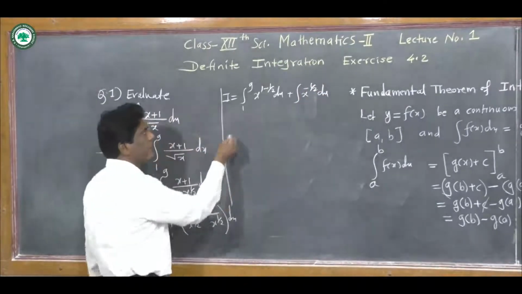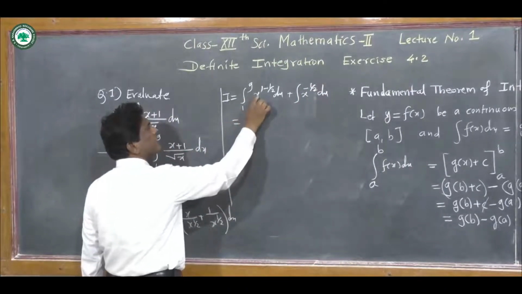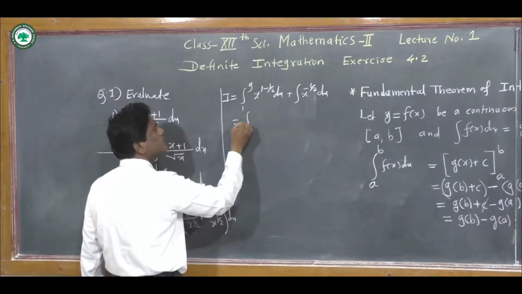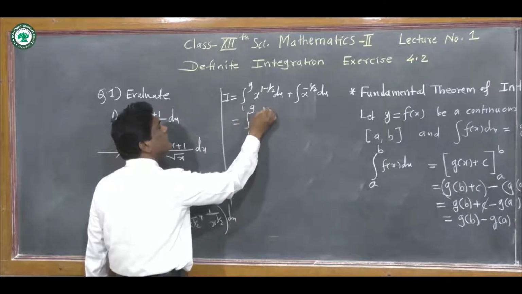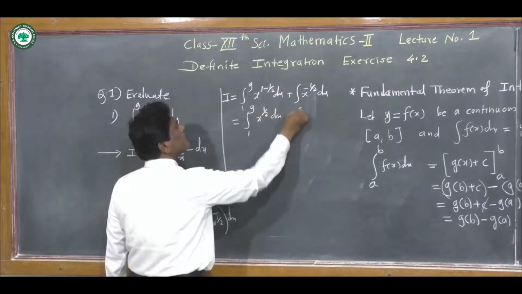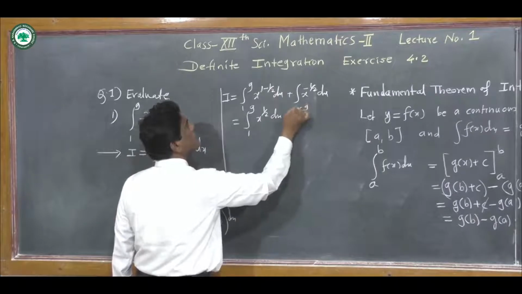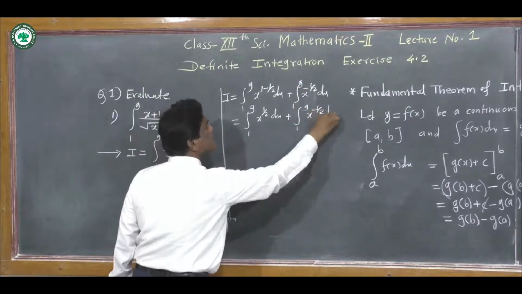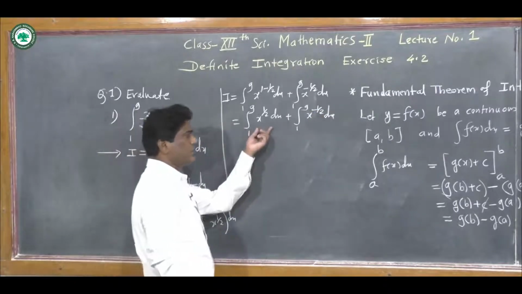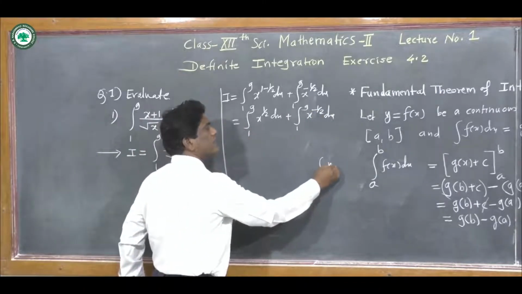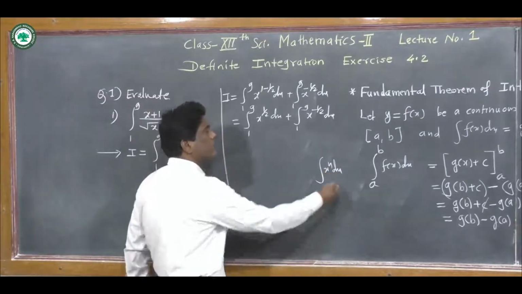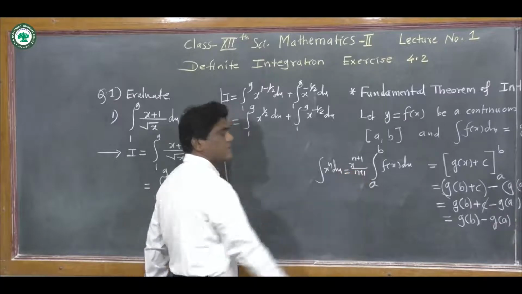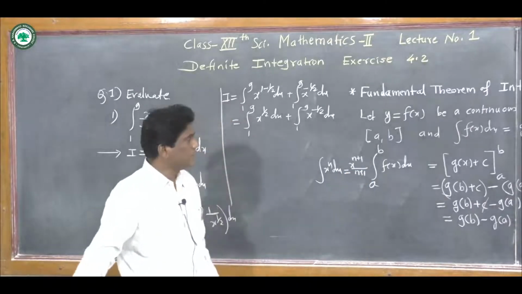And now we write this as x to the power 1 minus 1/2, and 1 minus half is equal to half. Integration 1 to 9 x to the power half dx plus integration 1 to 9 x to the power minus 1/2 dx. And now take here integration of x to the power n dx. Use the formula: integration of x to the power n dx is equal to x to the power n plus 1 upon n plus 1 plus constant of integration.